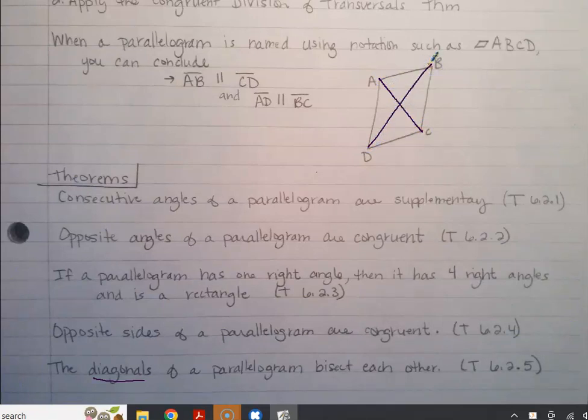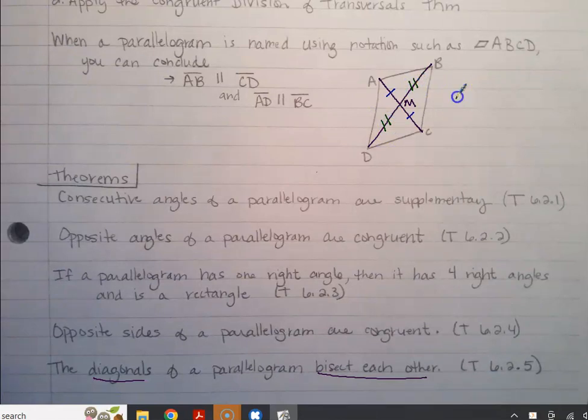Okay, it says the diagonals bisect each other. So let's call this M in here. What does that tell me about AM and CM? They're congruent because they bisect each other, so they're cutting each other in half. So A to M is congruent to M to C. All right, what does it tell me about DM and BM? They're congruent to each other, because they bisect each other.